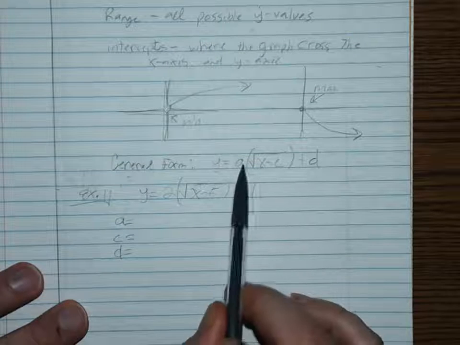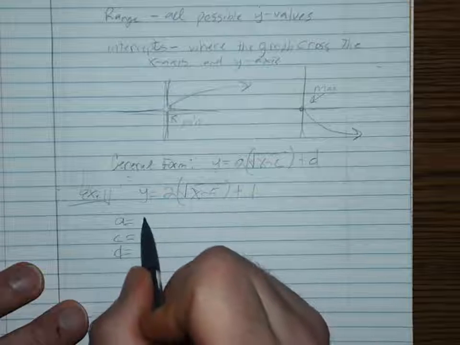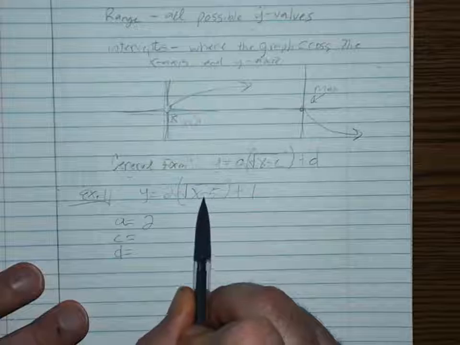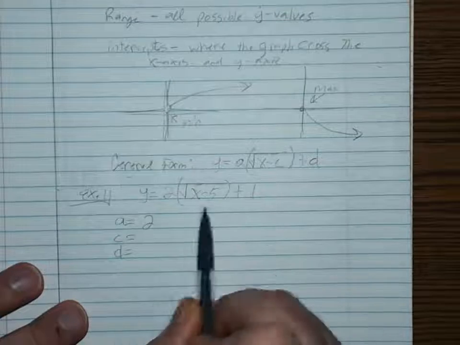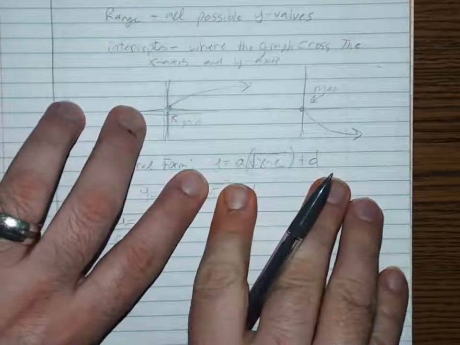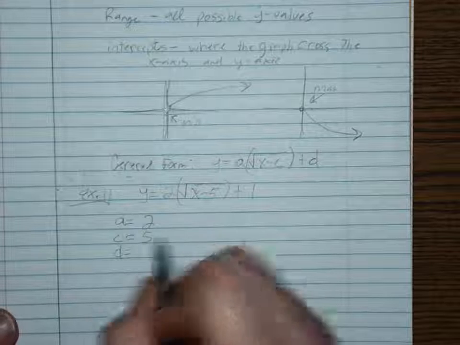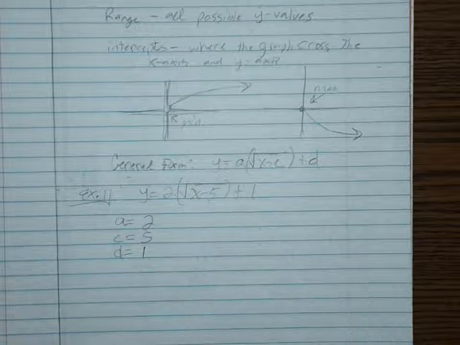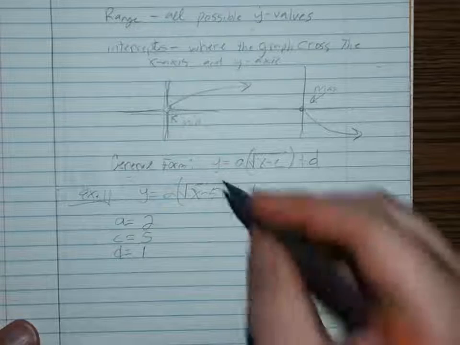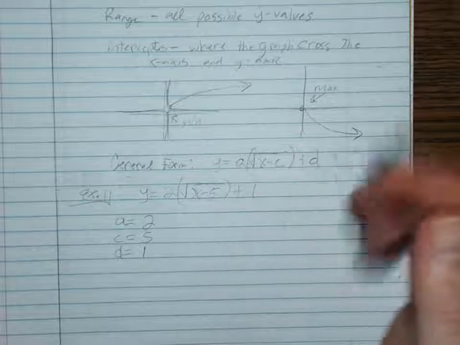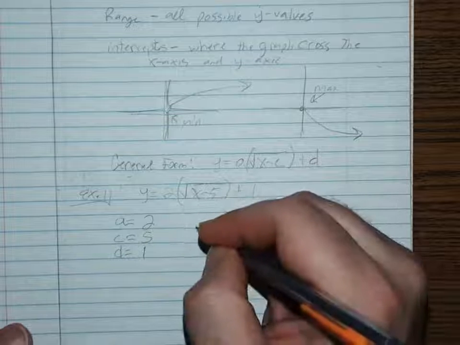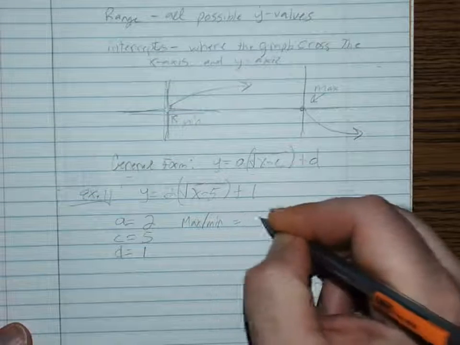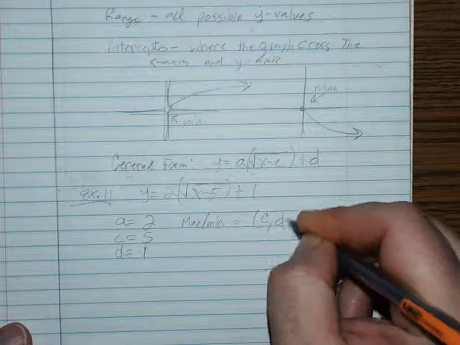So a is out in front. That's going to be 2. The c value will be underneath. Now see how it's minus c? We have minus 5. So once you take that minus out, we actually just have a c value of 5. And then it looks like the d value, which is on the end, is 1. Now, I wanted to identify that because the maximum or minimum, or if you will, the end point, is going to be the point c, comma, d.